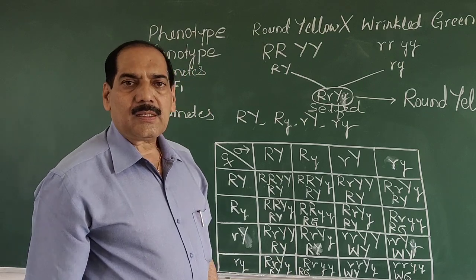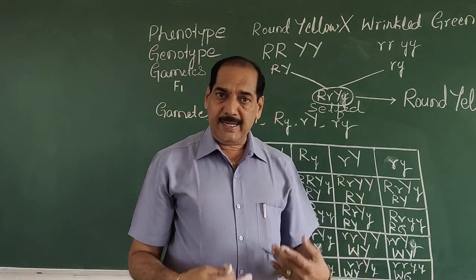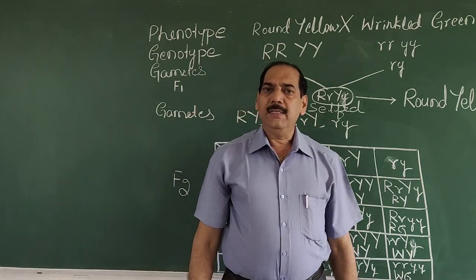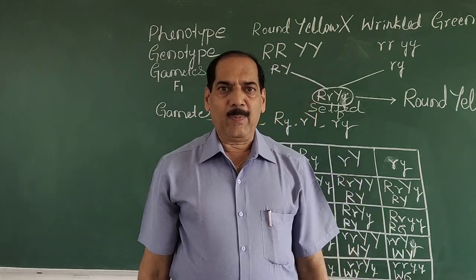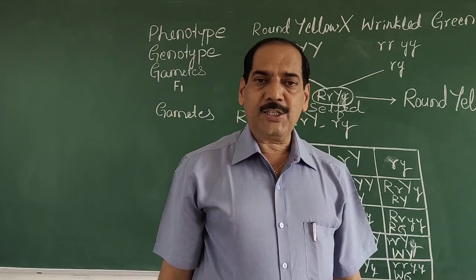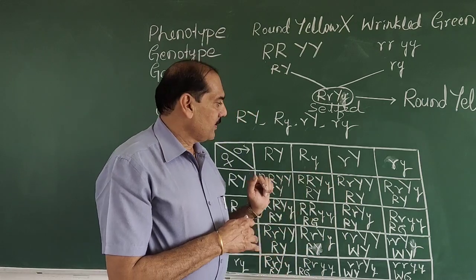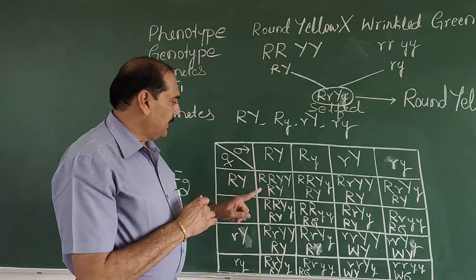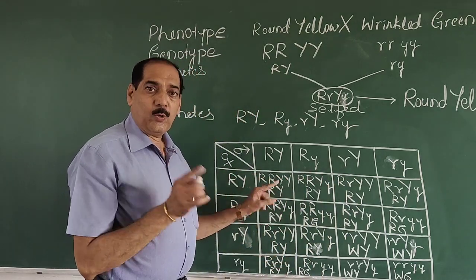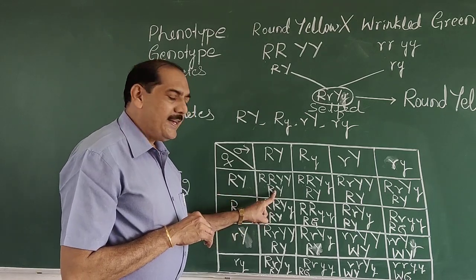So now we have written genotypes and phenotypes of all the 16 plants. Now we have to take the ratio. First you observe the phenotypes and take the ratio. First you consider round yellow. You count the number of round yellow. How many?